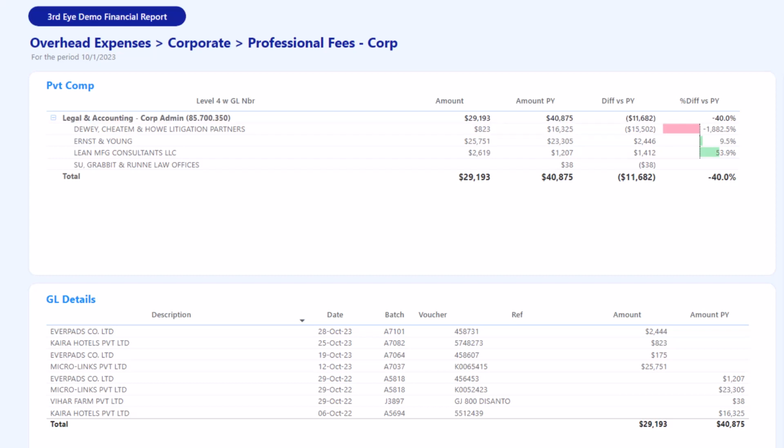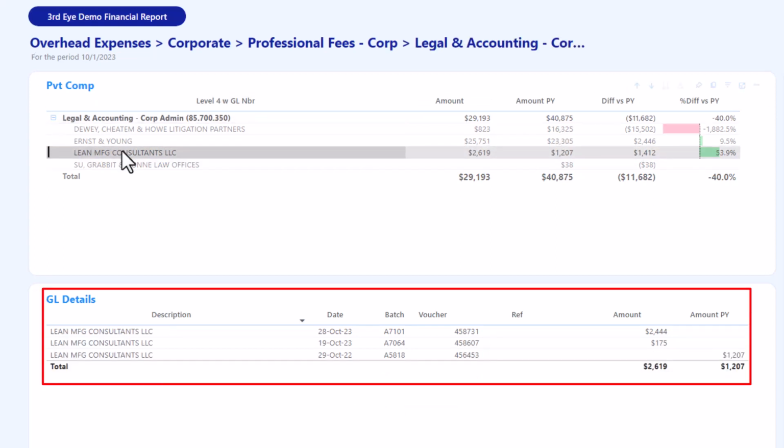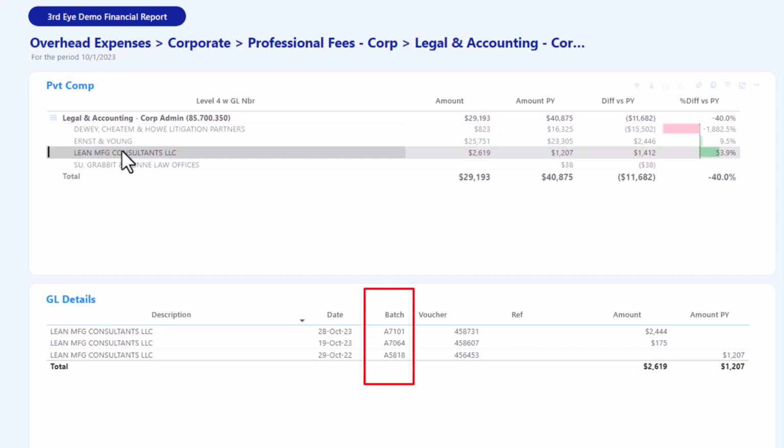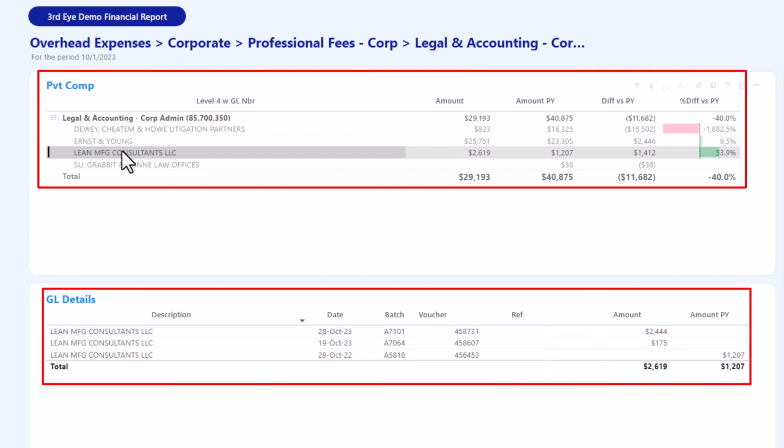If we needed to, we could drill a little further. Click on Lean Manufacturing Consultants, and I see the individual transactions this year versus prior year. We even see the batch numbers. If AP got sophisticated, then we could put more detail info into the voucher or reference columns. If needed, these tables could also be exported to Excel.